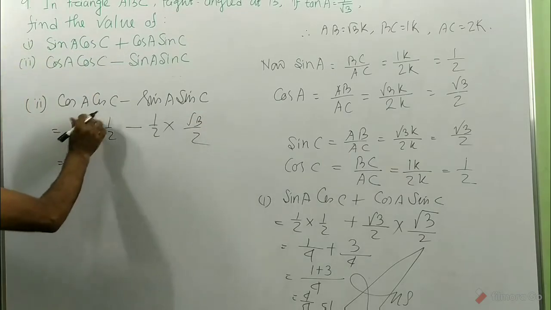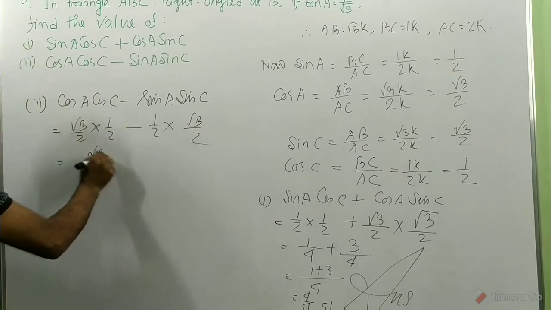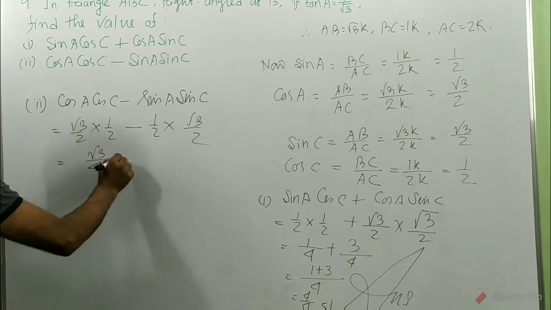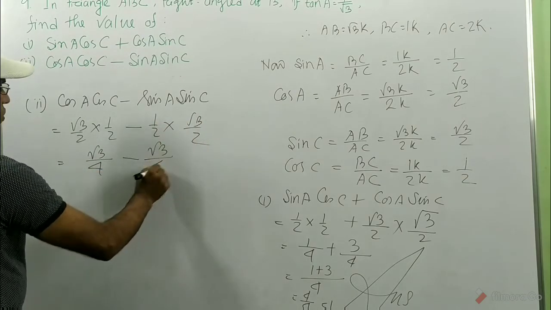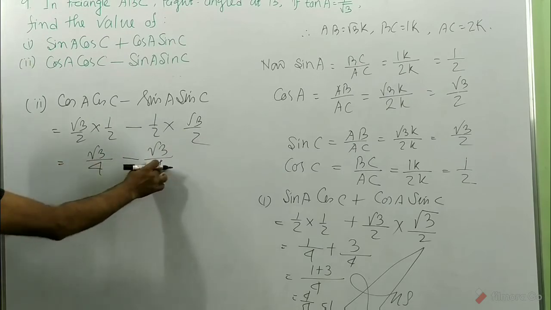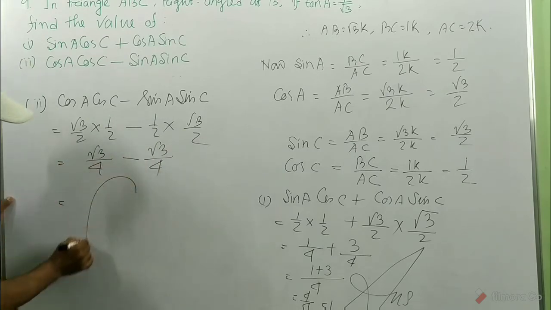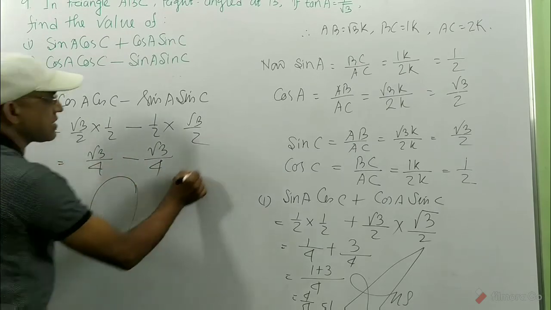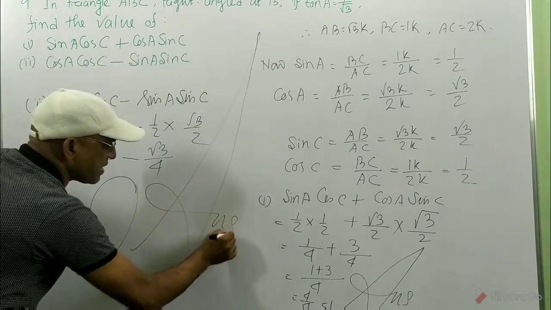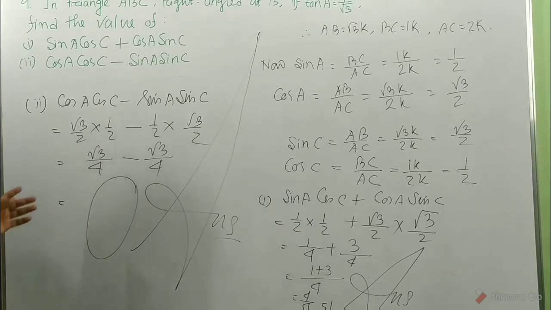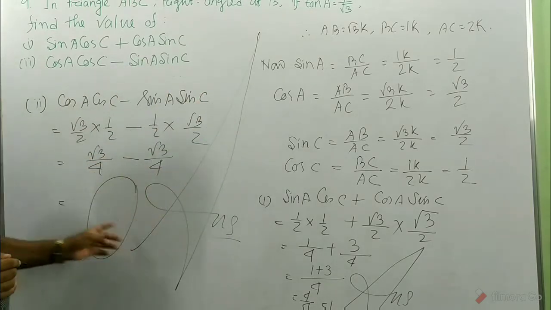So we get root 3 into 1 is root 3, 2 into 2 is 4. Then 1 into root 3, 2 into 2, 4. So the same number we get, minus, so this will be 0. And this is our answer. This is the ending of the problem.